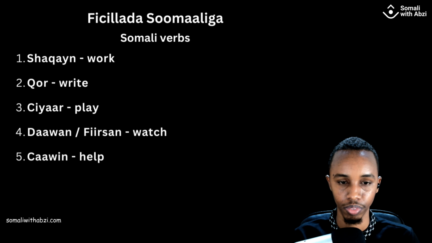So now we're learning the verbs we're going to use in the present progressive or present continuous. The first one is shaqayn. Shaqayn is to work. The second is qor. Qor is to write. The third one is ciyaar. Ciyaar is to play. Also, it means football match or something with sports.